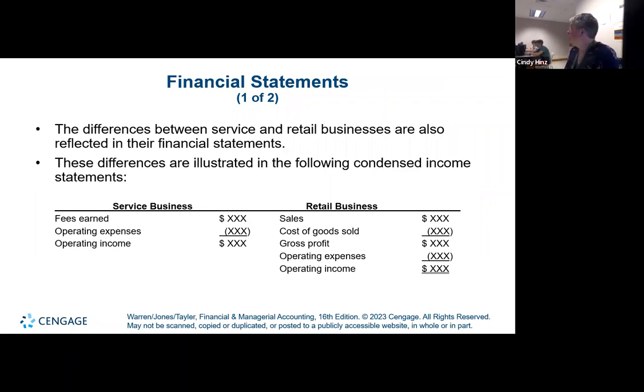Our first learning objective for this chapter then was to see, well, how do our financial statements look different? In chapter 1, you learned how to make an income statement, and it was a very basic, simple form of an income statement. Revenues, list and total. Expenses, list and total. Subtract, find our income or loss.